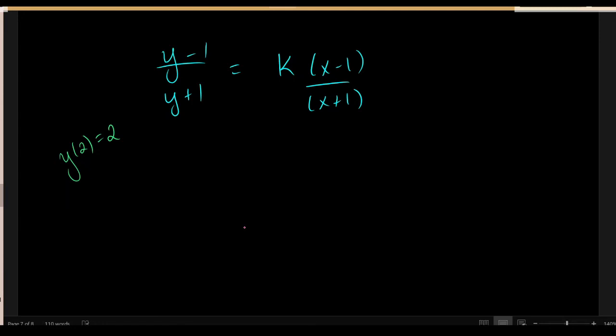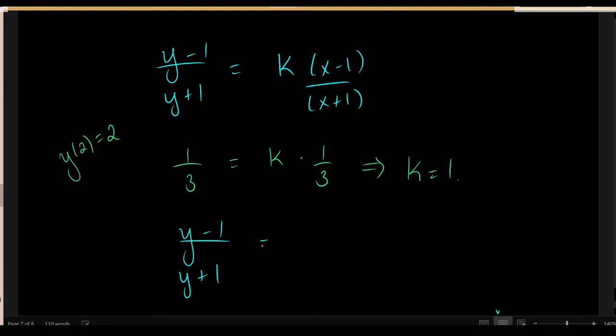So I plug in 2 for x and I plug in 2 for y, and I get 2 minus 1 over 2 plus 1 on both sides, which means that k is equal to 1, which means that the solution that I'm looking for in this initial value problem satisfies the property that y minus 1 over y plus 1 equals x minus 1 over x plus 1.